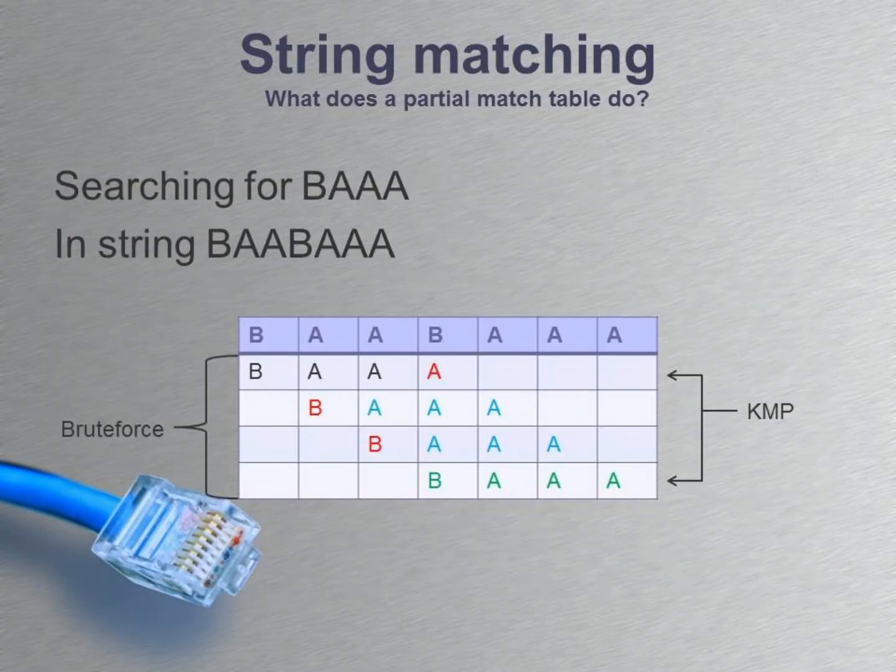Before we explain KMP, we need to explain what the partial match table allows us to do. The goal of the table is to allow the algorithm not to match any character of the string we are searching through more than once. Here we see a comparison between a brute force method and KMP. As we can see, KMP uses only the first and last rows of this table, compared to brute force, which uses every row.